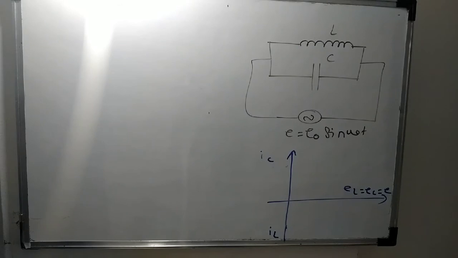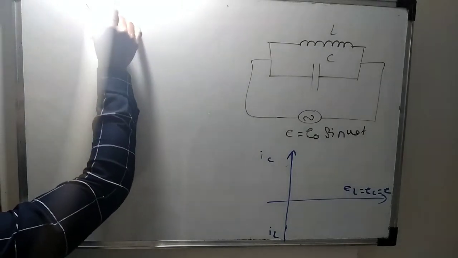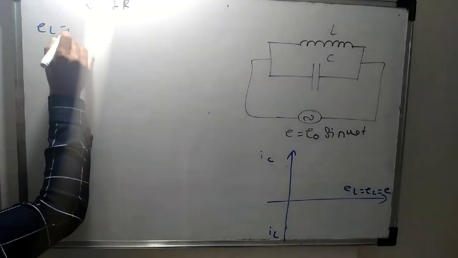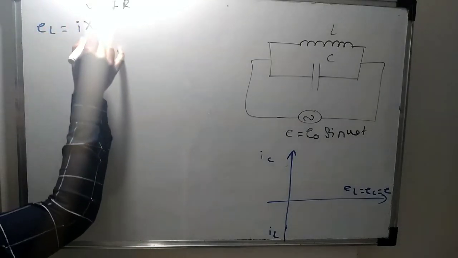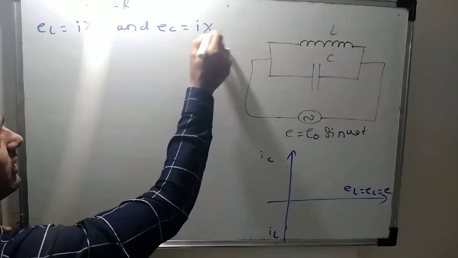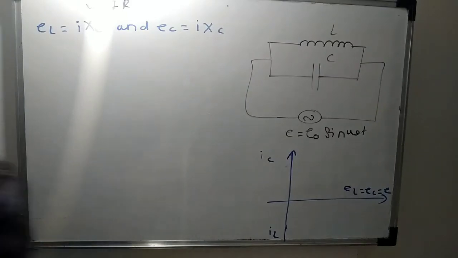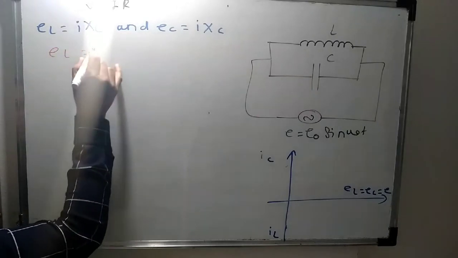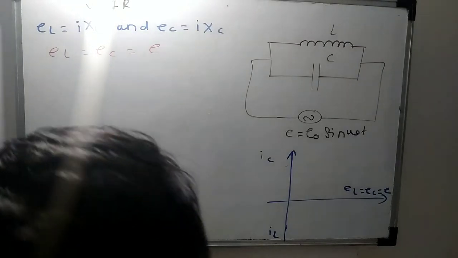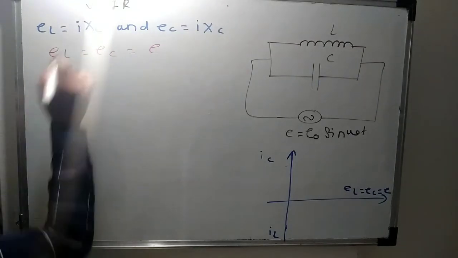Now from Ohm's law, what is the equation for E? We can write V equals IR according to Ohm's law. How can we write the same equation for EL and EC? EL equals I XL and EC equals I XC. But in this case, as per the given condition, EL equals EC equals E. The EMF of the circuit is constant for the parallel combination.